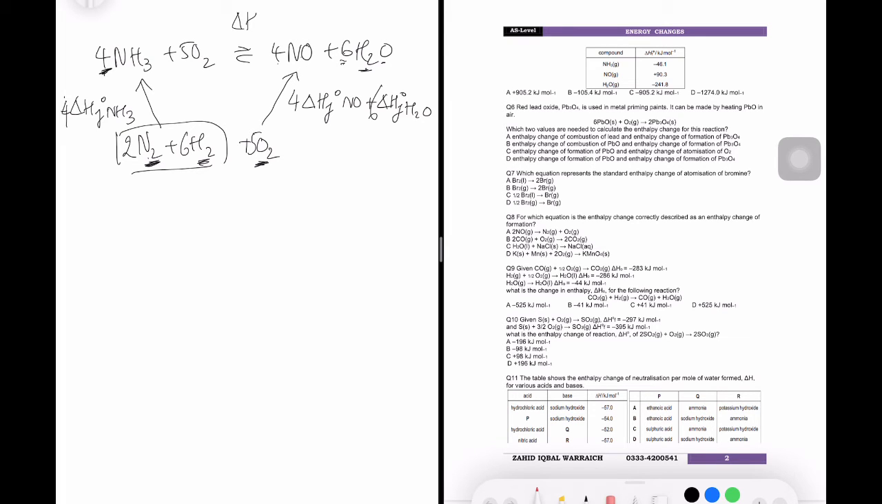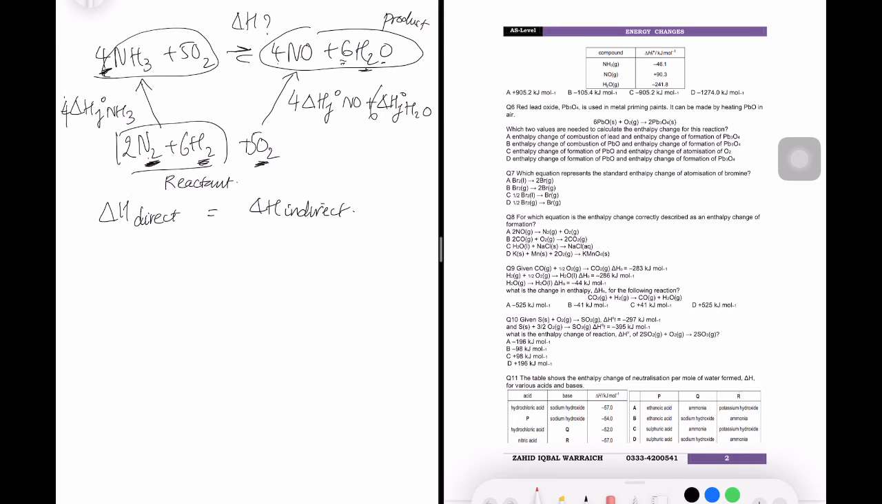So we need to calculate the delta H for this process, which is the unknown process. We know from Hess's law that the delta H of the direct process equals the delta H of the indirect process. So the direct process here, we go from N2, H2 to the intermediate here and go to 4 NO and 6 water. So this is the final product, and this is the reactant. The indirect process will be 4 delta HF of NH3 plus the unknown delta H. And for the direct process, it will be straight up from reactant to product, so that would be 4 delta HF of NO plus 6 delta HF of water.